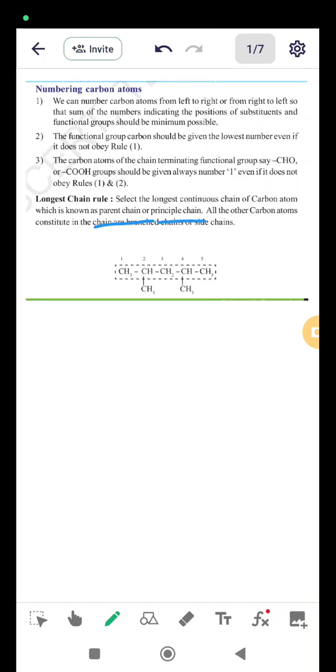Okay, so select the longest continuous chain. First, we have to select the longest chain. This is called the principal chain, or we can call this the parent chain. So there are 2 names, principal chain and parent chain. So first of all, we have to choose the longest chain, that is called the parent chain or principal chain. After that, the other carbon atoms constituted in the chain are branched chains or side chains.